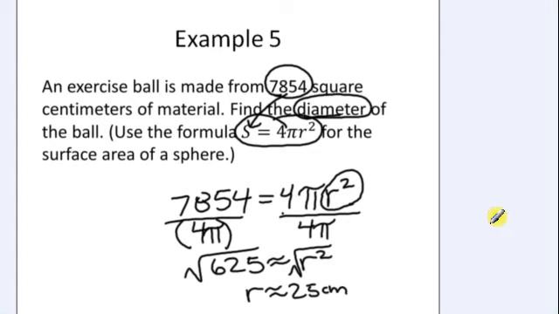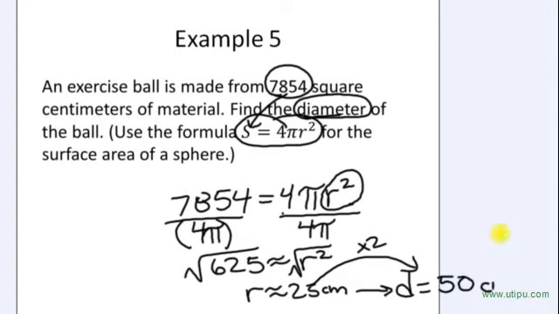And to answer the question asking us to find the diameter, well, the diameter is twice the radius, so I need to multiply that by 2. And so the diameter is about 50 centimeters.